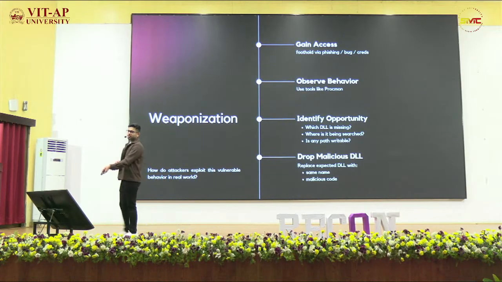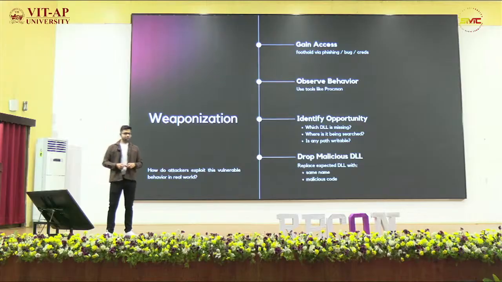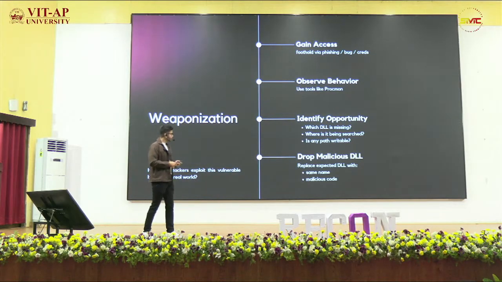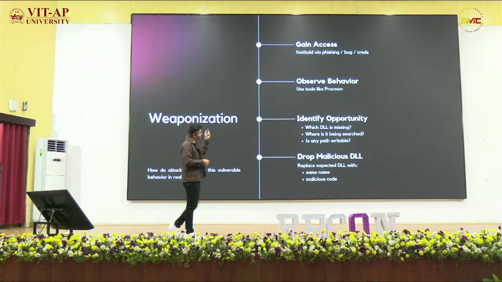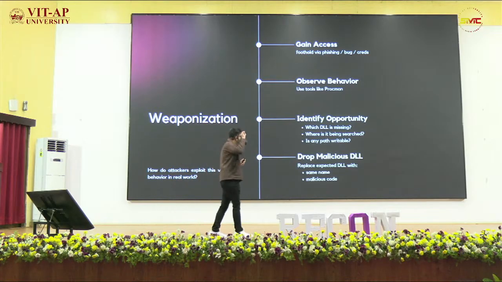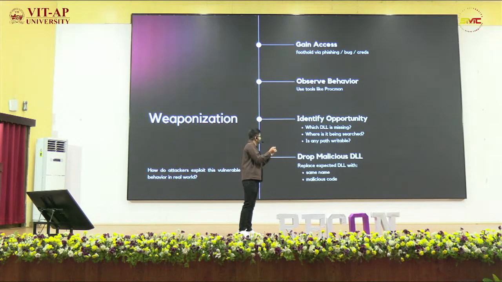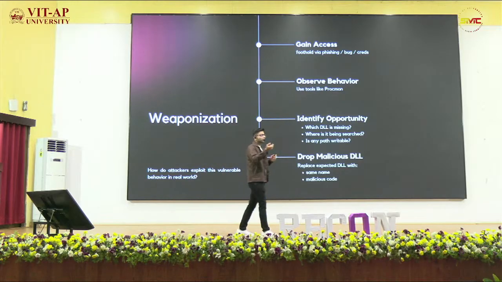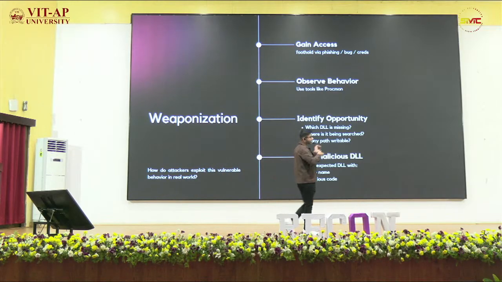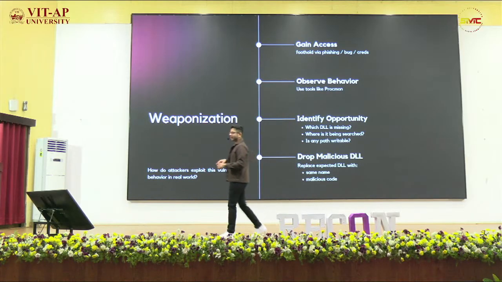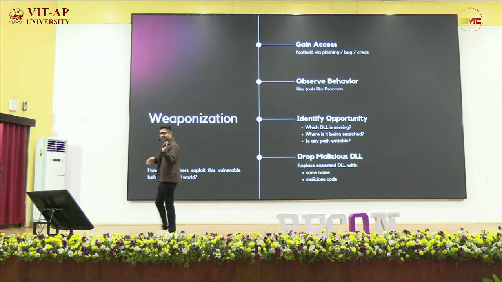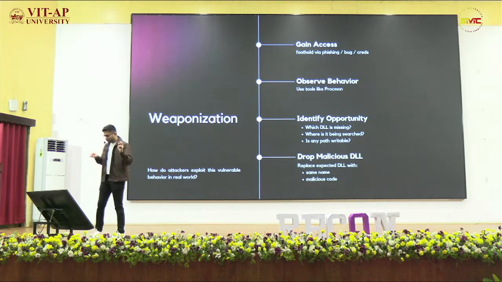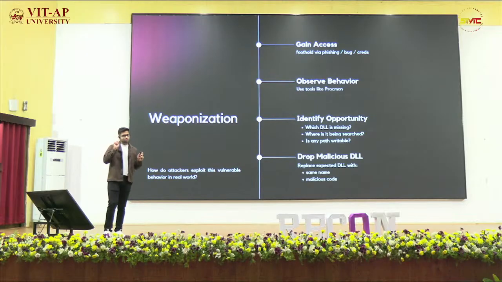And Procmon is provided by Microsoft only, officially. So he uses that Procmon, it loads that application, and it sees which DLL is missing. The path entry is recorded in Procmon, and he knows how to identify which DLL is missing, where it is being searched, and whether he can write to that directory. If he can write to that directory, he can force the program to read his own DLL. And then he drops that DLL with the same name. The name should be the same.